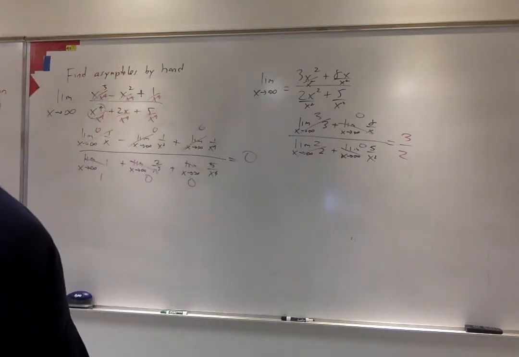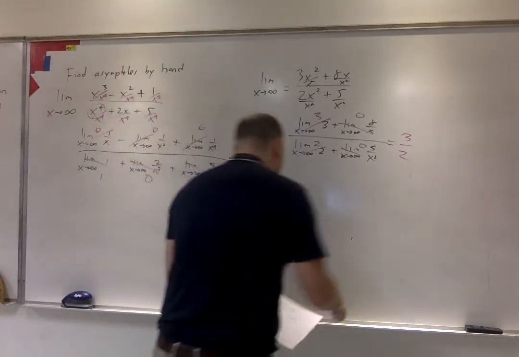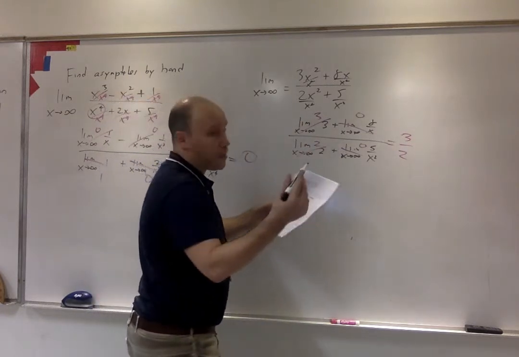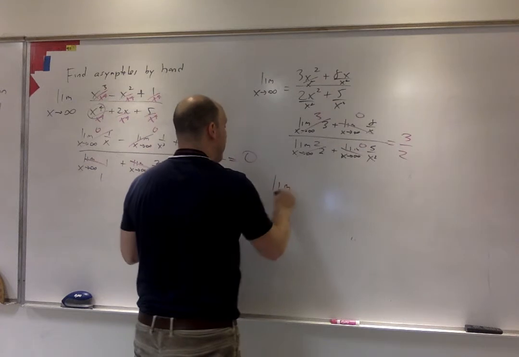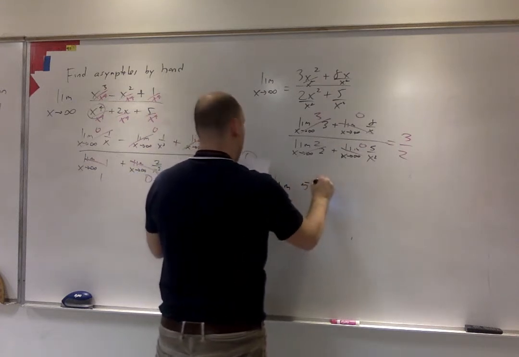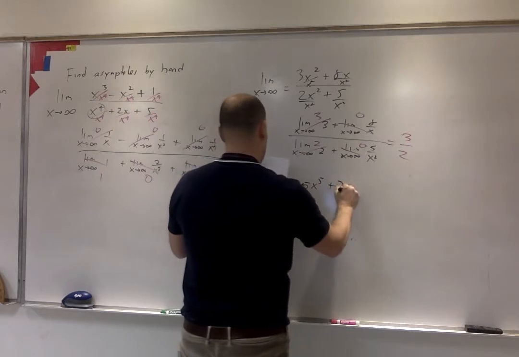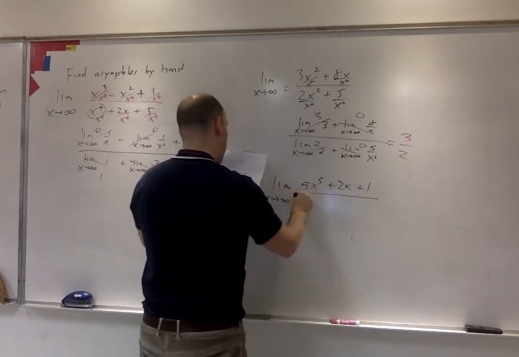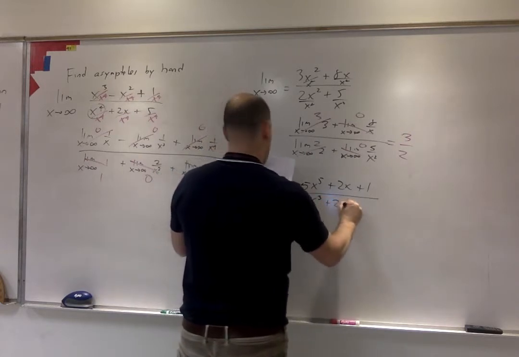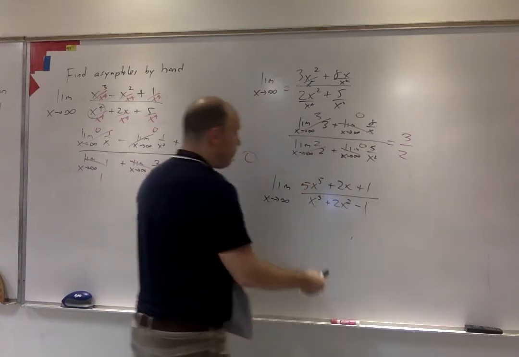Should I give you another one? I'll write it down. The next one I was going to give you, you can skip over this. It was the limit as x goes to infinity of 5x to the 5th plus 2x plus 1 over x to the 3rd plus 2x squared minus 1.